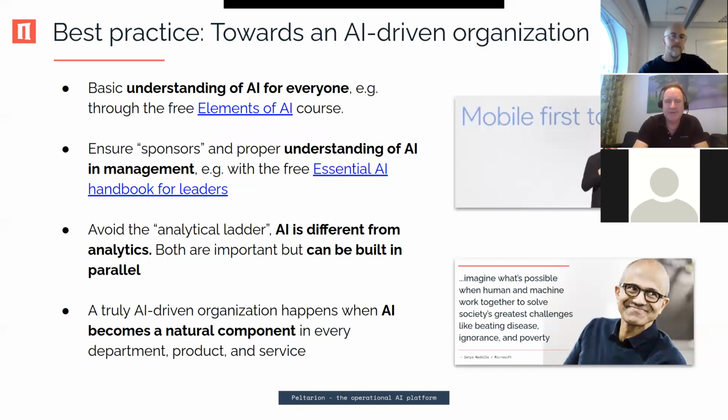Yeah, and here is more about knowledge and how you build up knowledge, and you need to have that throughout the organization. It should not just be in a centralized data science team, it should be in any kind of team. And there is basic understanding of AI, like Elements of AI, that's a free course that everyone can take. It's very important that you have a proper understanding and perhaps a sponsor in the management team for this as well, to have them understand the potential and what you can do if you do it right. I think it can be a good point to read, for example, this essential AI handbook for leaders.